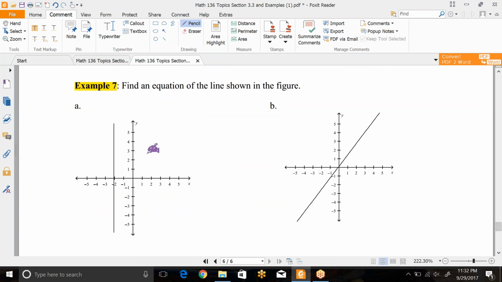Okay, for 7, they want us to figure out the equation. If you have a vertical line, it is always going to be x equals a number. Remember, it crosses the x-axis, so wherever it crosses is the number. So x equals negative 2. That is our equation for that.